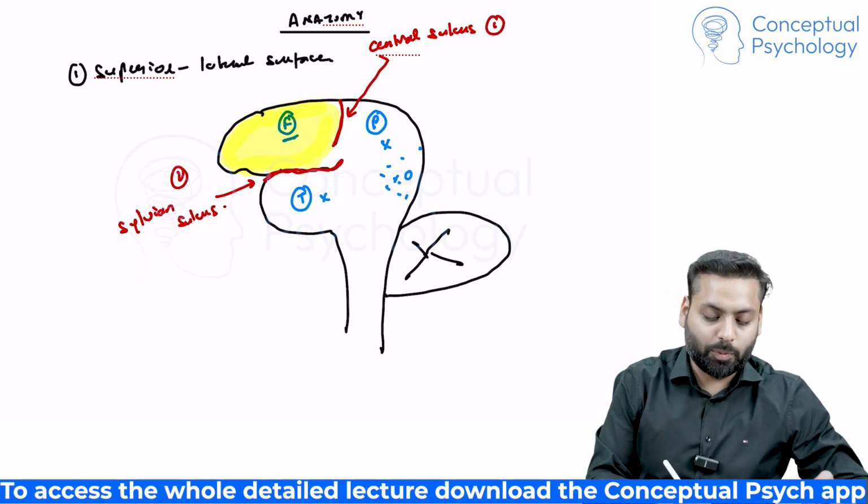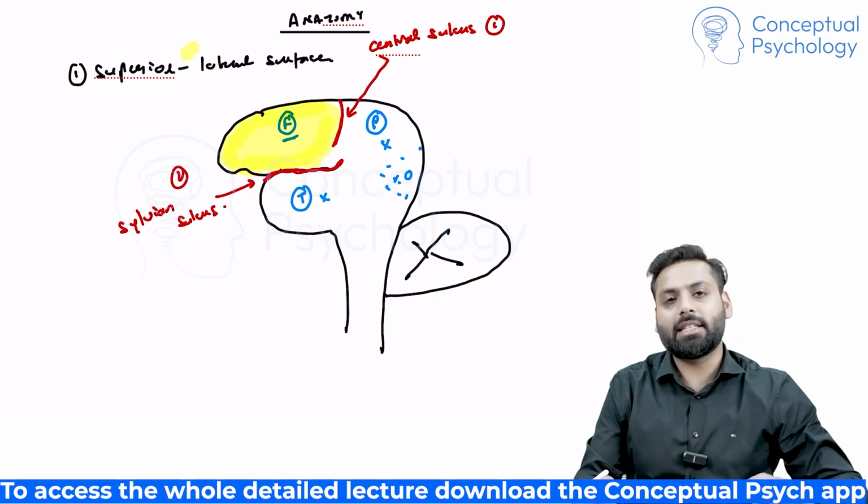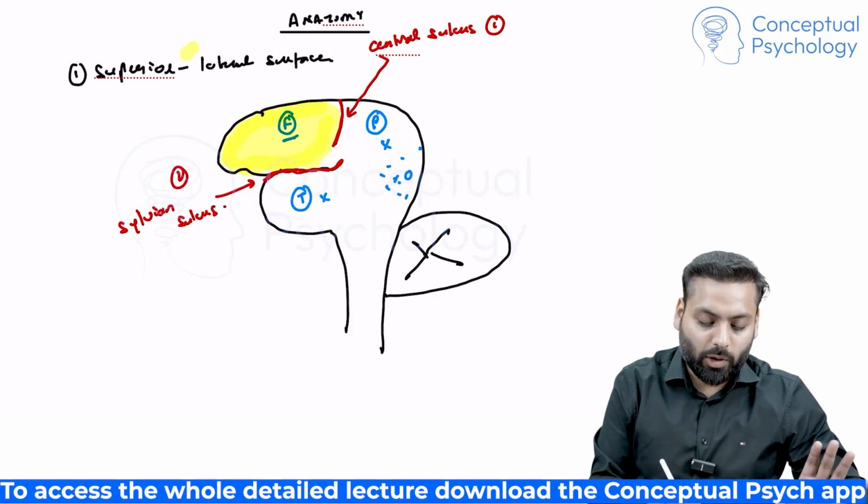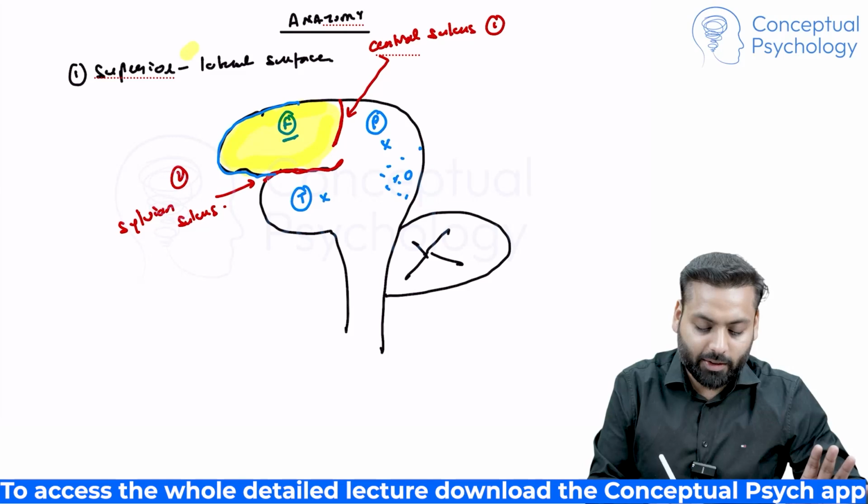We will be discussing its superior lateral surface, its medial surface and the inferior surface. But you have to understand that it is only this much area that we are talking about at this point. Okay?